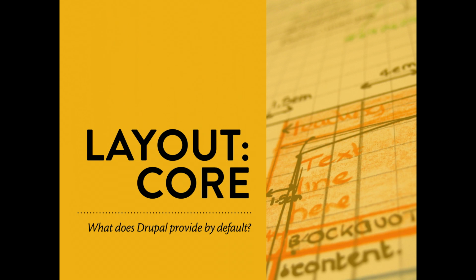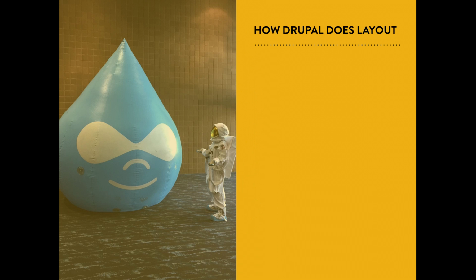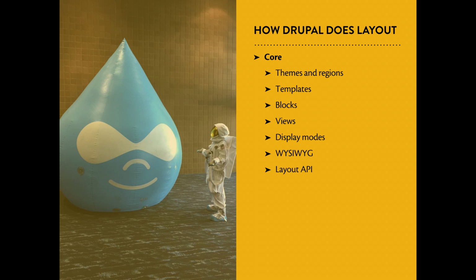All right. So layout in core. What does Drupal provide by default? We're going to look at how Drupal does layout in core, from the themes and regions part of Drupal, working with templates and blocks and views, display modes, the WYSIWYG, the layout API, and then extending Drupal into areas such as panels, paragraphs, themes, and grid systems.